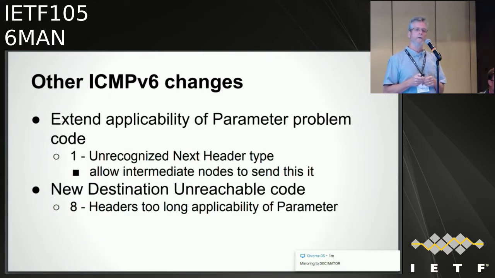So we have two other changes, as I mentioned. We extend the applicability of parameter problem code 1, unrecognized header type, to allow intermediate nodes to send it. And we added a new destination unreachable code, parameter number 8, headers too long, to apply to the situation where the sum total of headers, not just extension headers, may exceed the processing limit of a device. So this might be useful, for instance, in a device that has a parsing header limit, and if that's exceeded, ends up dropping the packet, so it'd be nice to know that happened.